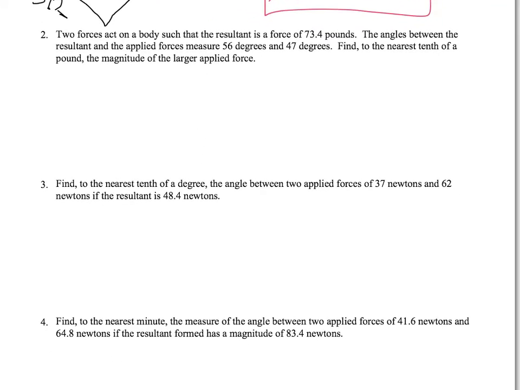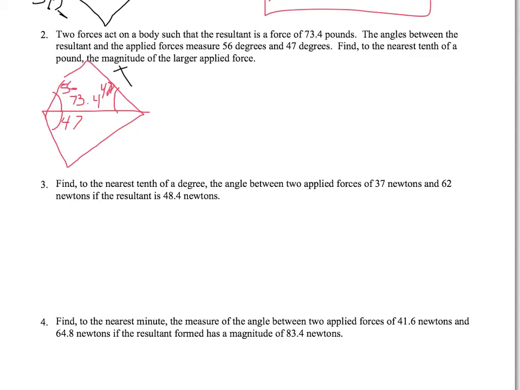So we're just using law of sines and law of cosines again today, except we are given forces and vectors instead. Next one says 2 forces act on a body such that the resultant is 73.4, so that's the diagonal. The angles between the resultant and the applied forces, so that's here and here, are 56 and 47. Find to the nearest tenth of a pound the magnitude of the larger applied force. Well, whatever's in the bottom triangle, I'm going to move to the top. So that 47 is actually this angle right there. And you want to find the magnitude of the larger applied force. The larger force is across from the larger angle, so that's this side right there.